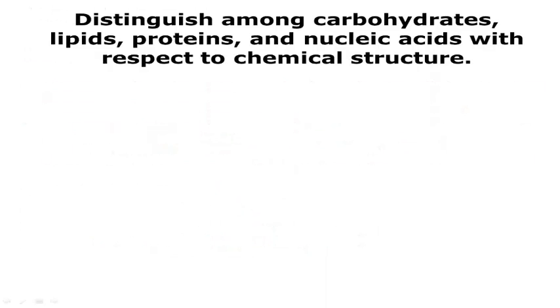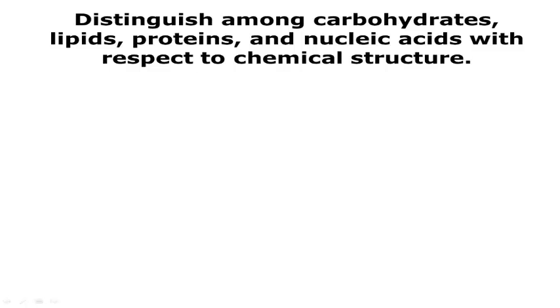So this is one of your actual learning outcomes. Notice these are the same ones that are listed in your course outline. I'm going to read it to you just to emphasize the point that there's a verb that is very important in each of these learning outcomes. Distinguish among carbohydrates, lipids, proteins, and nucleic acids with respect to chemical structure. So obviously the word here, distinguish, is the verb that I'm referring to, because it really tells you what you're going to have to be able to do.